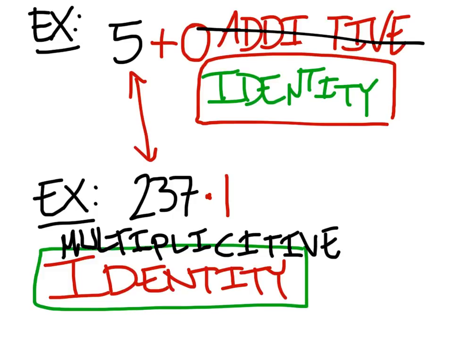Let's look at another example. All right, give me a number. 7. Give me a bigger number.